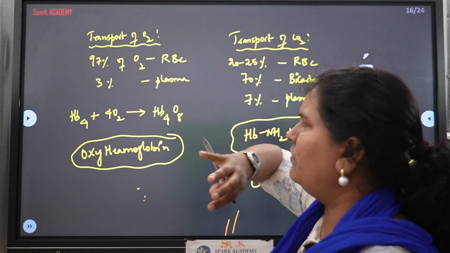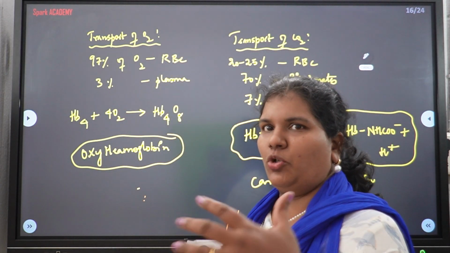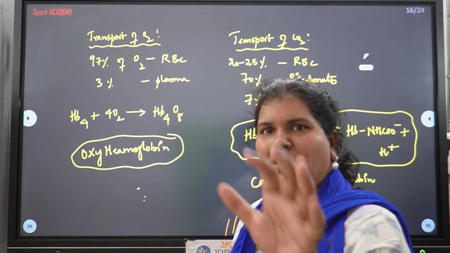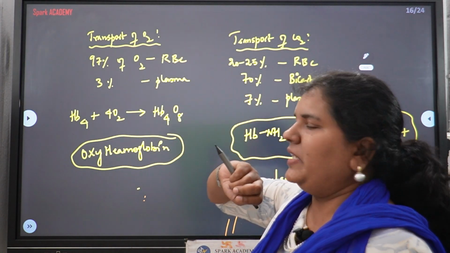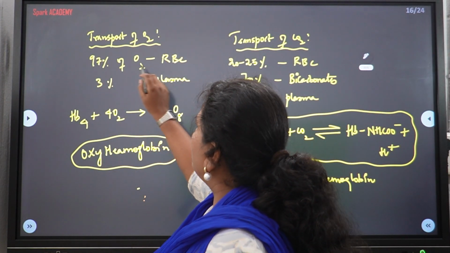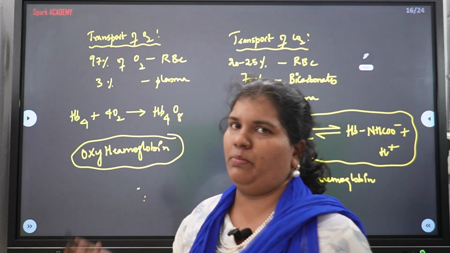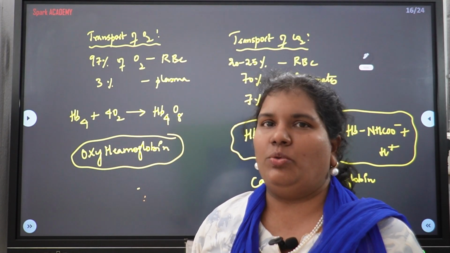So let's go to the next topic, that is exchange of gases, particularly transport of oxygen and transport of carbon dioxide. Now we know about partial pressure, what is partial pressure, and on what factors diffusion will occur, we have learned. Let's see how oxygen is being transported. Now it seems that 97% of oxygen is transported by RBC. Now you all know about it. You have been learning about this since your lower classes.